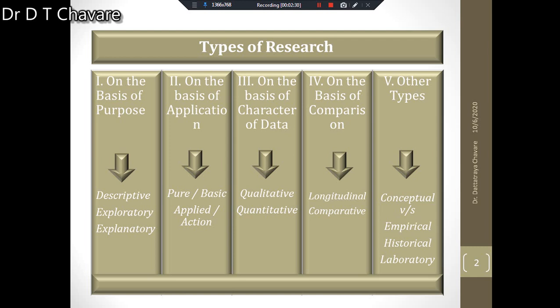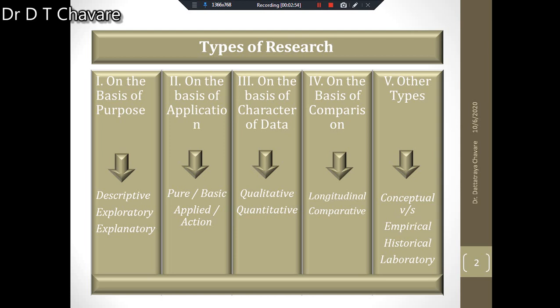Then another type of research is historical research. What is it? Historical research. That research also we have to understand. And the last, laboratory research. Which research is closely related with laboratories? Which research is conducted in laboratories? That research is called laboratory research.